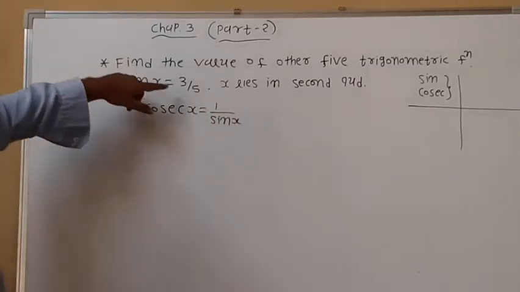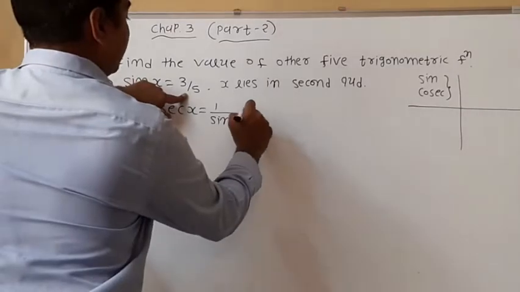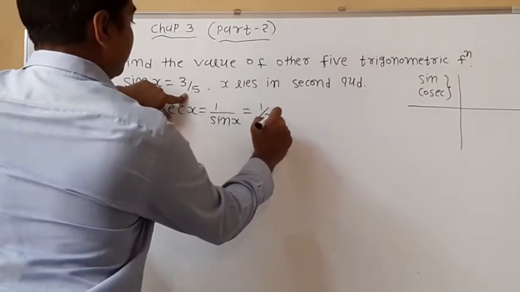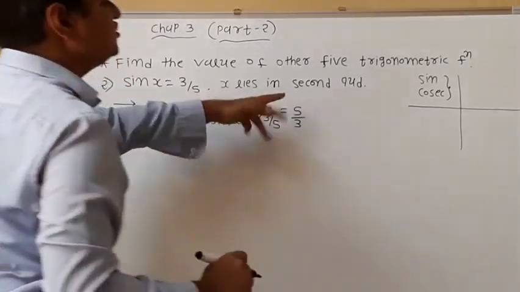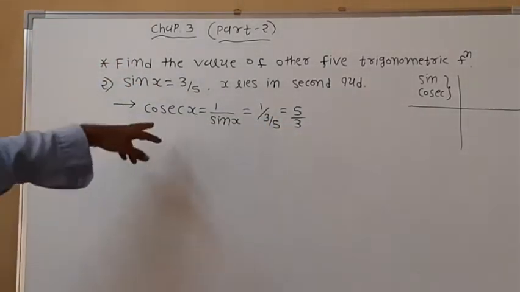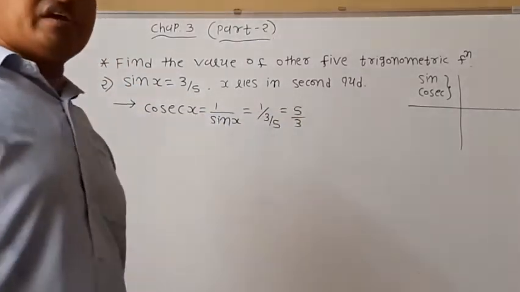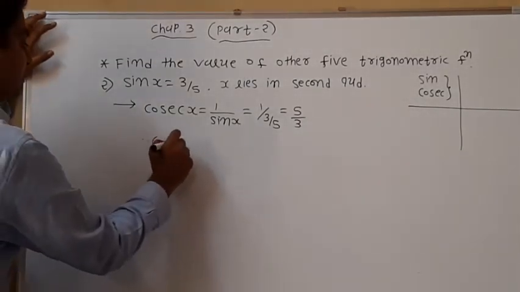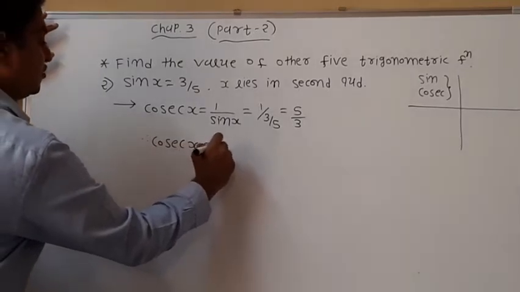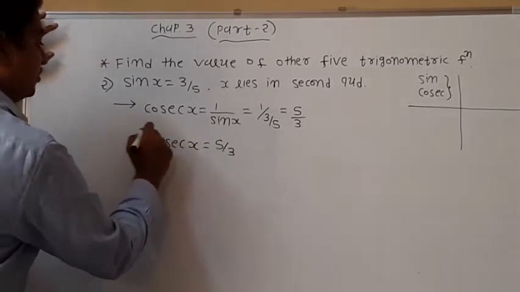Now the value of sin x is equal to 3 by 5. So here we write 1 upon 3 by 5. So now interchange the position of this value. So cosec x is equal to, here we get 5 by 3. So our first value, cosec x, is equal to 5 upon 3.